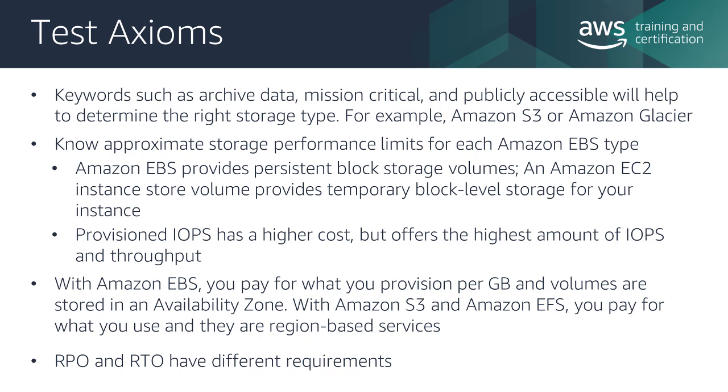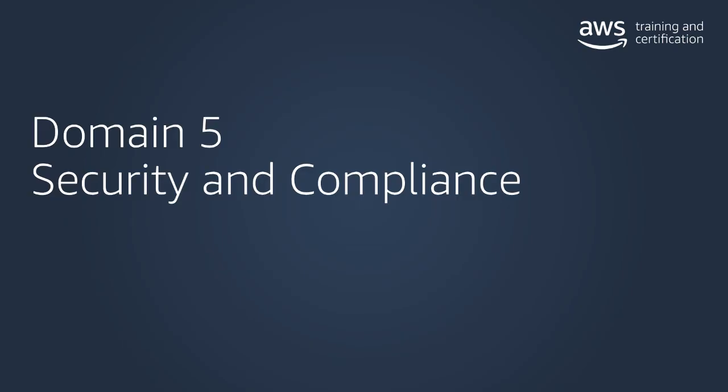Understand the difference between ephemeral storage and instance storage, and also know the different types of pay structures, whether you're talking about EBS, where you provision and pay for what you provision in terms of number of gigabytes, versus S3 and EFS, that's a pay per consumption model. All right, we're done with storage. Next, domain number 5, security and compliance.